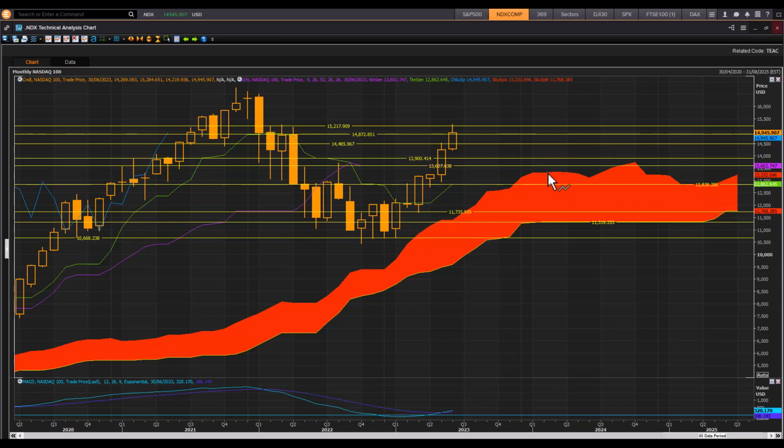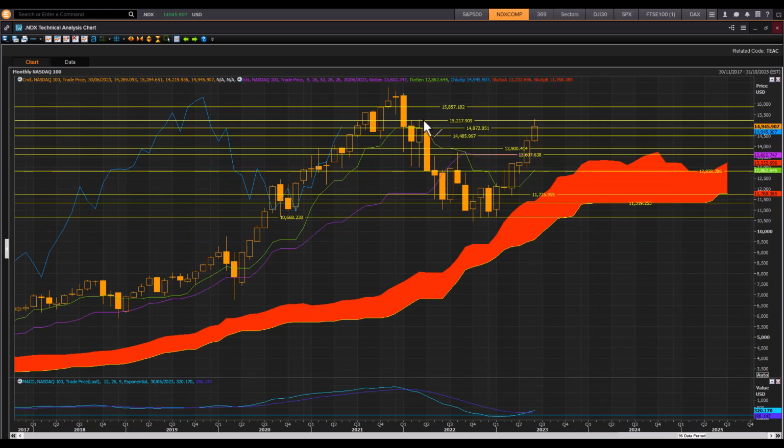resistance as well as this resistance zone, and then kept on motoring ahead only to now run into a resistance zone between 14,872 and 15,217, these old highs there. So the NASDAQ is now at a key resistance zone after a very strong rally.